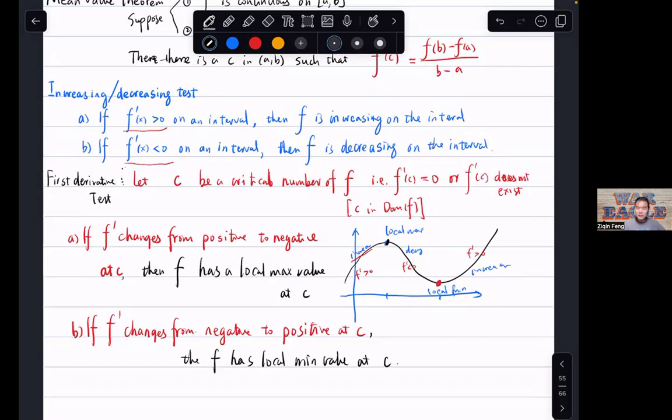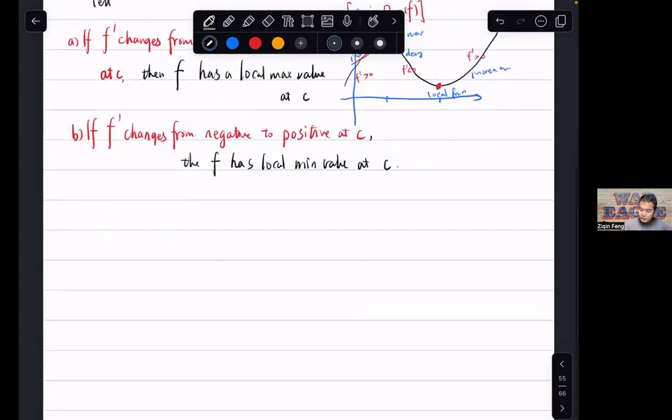Let's see a quick example here. We have a function.